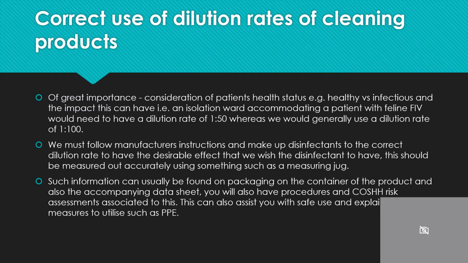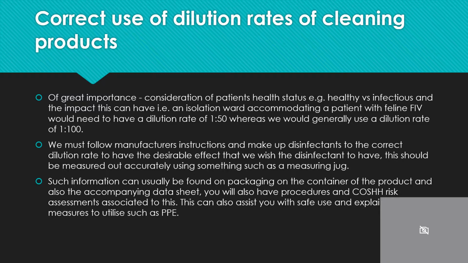So, for example, an isolation ward accommodating a patient with feline FIV would need a stronger dilution rate. For example, a dilution rate of 1 to 50 is quite common. Whereas if we were just using accommodation cleaner or disinfectant to clean our consulting room, for example, we'd probably only dilute that product, even if it were the same product, to 1 to 100. So we can see there's quite a vast difference there.